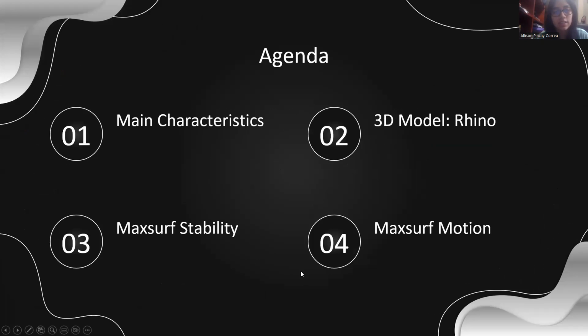This is the little agenda we prepared today. First, we will remember the main characteristics of our ship. Then we will show you how we did the 3D model in Rhino. Then we will explain what we did with MaxSurf Modeler and then Stability, and finally what we did in Motion.